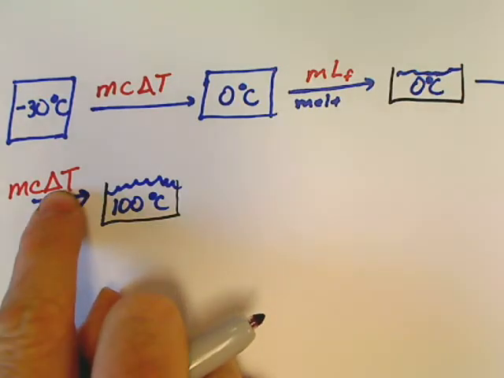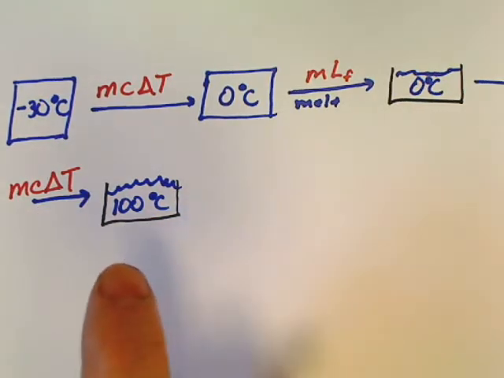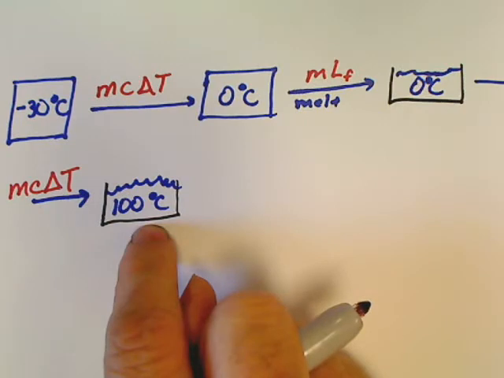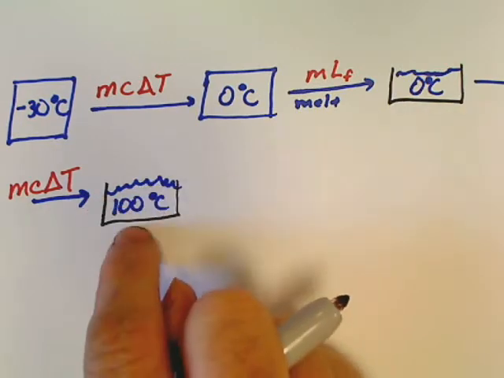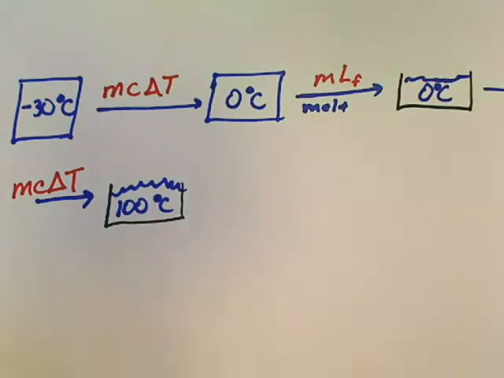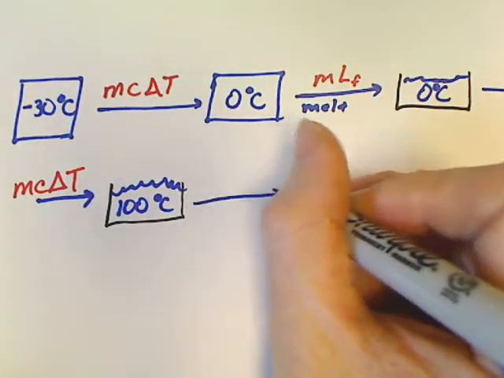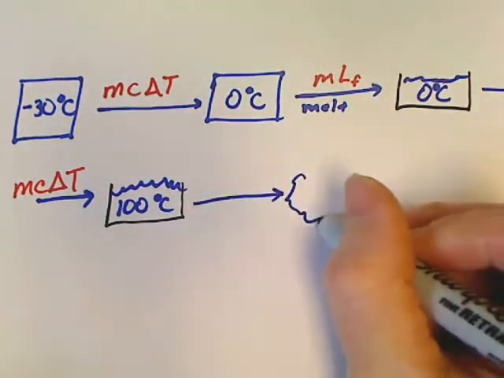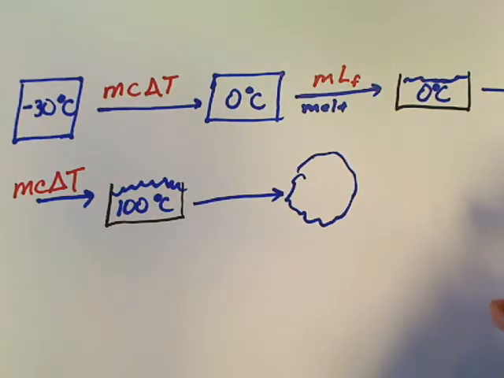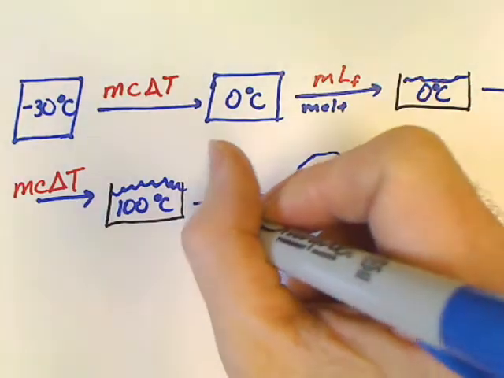Once we get the water, we've got to get the water from 0 to 100, so that's going to take an MC delta T. I've got to heat it up. Now, once I've got the water, if you actually want to boil the water away, so in other words, you actually want to turn this water into a cloud of steam. So I actually want to vaporize the water.